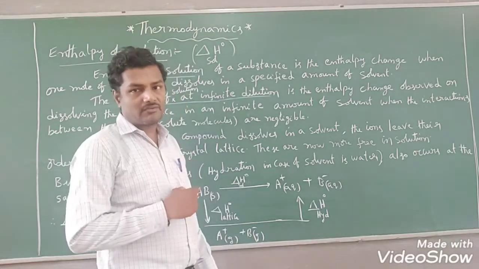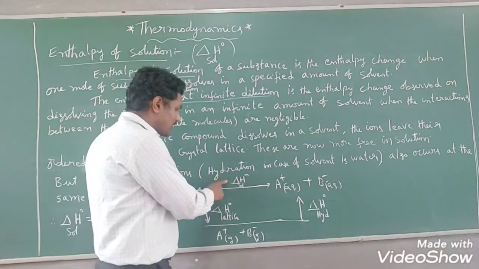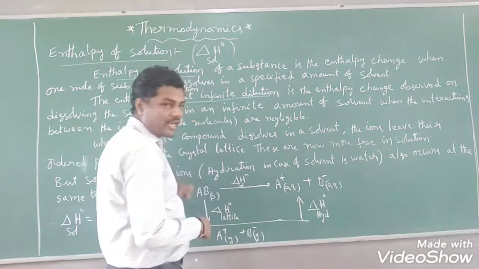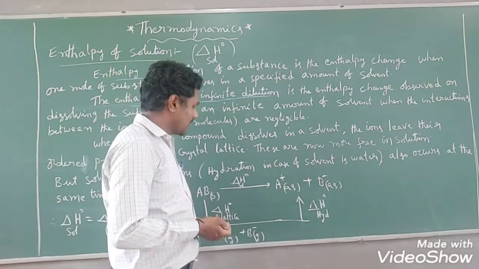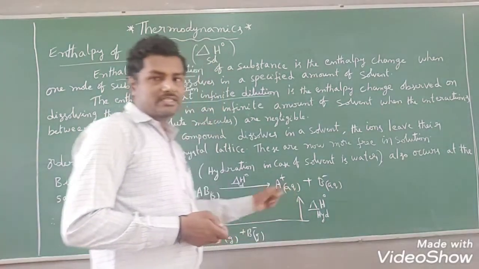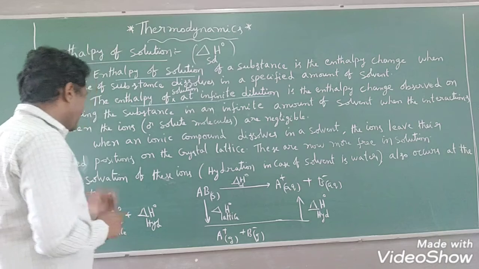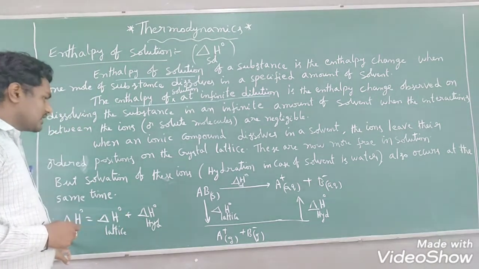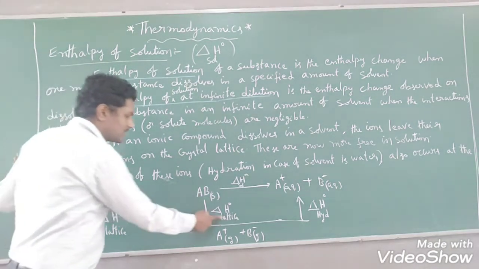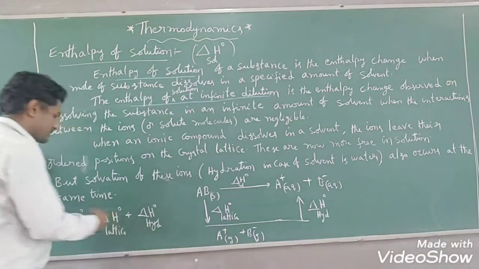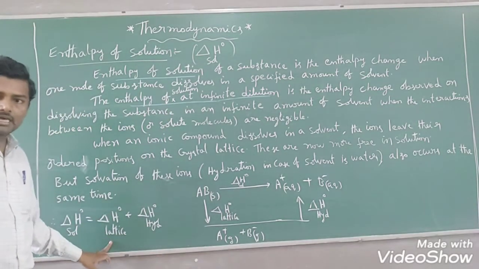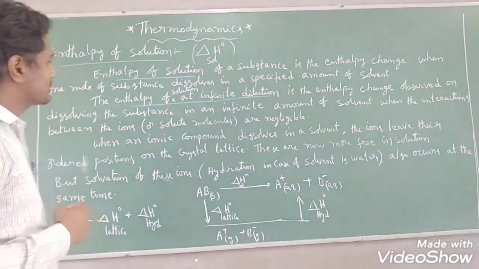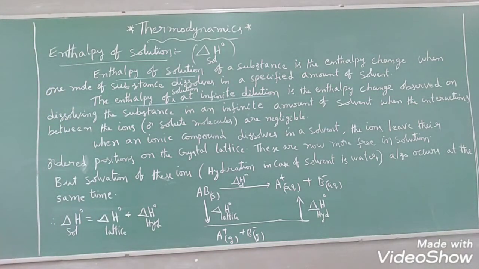hydration enthalpy. That means in the formation of enthalpy of solution, two intermediate processes we can identify. One is lattice enthalpy, and the other one is hydration enthalpy. So that's why according to Hess's law, we can write: enthalpy of solution is equal to lattice enthalpy plus hydration enthalpy. So what is the lattice enthalpy? What is the hydration enthalpy? We are going to discuss now, students. Okay, now copy this one.